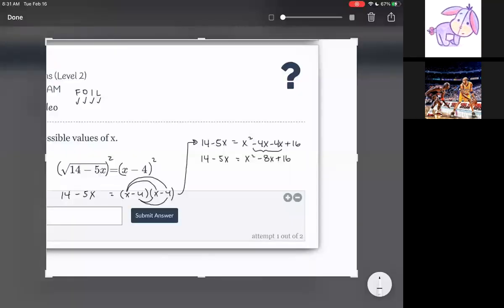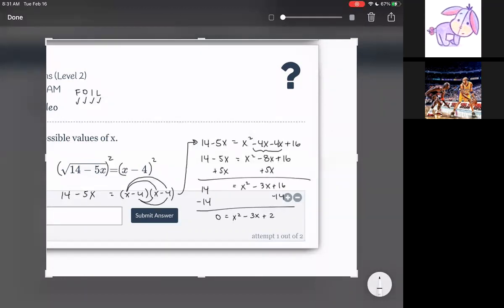All right, so now that we've simplified that quadratic, let's bring everything over to one side so that we can have a quadratic equal to 0. So I'm going to add 5x. We get 14 is equal to x squared minus 3x plus 16. Then we can subtract 14, giving us 0 is equal to x squared minus 3x plus 2.